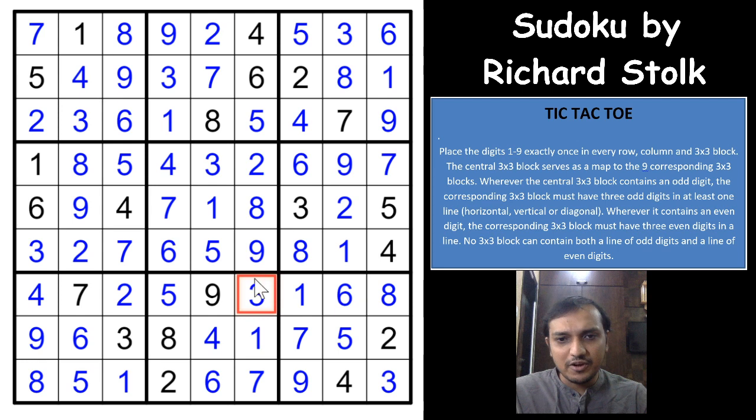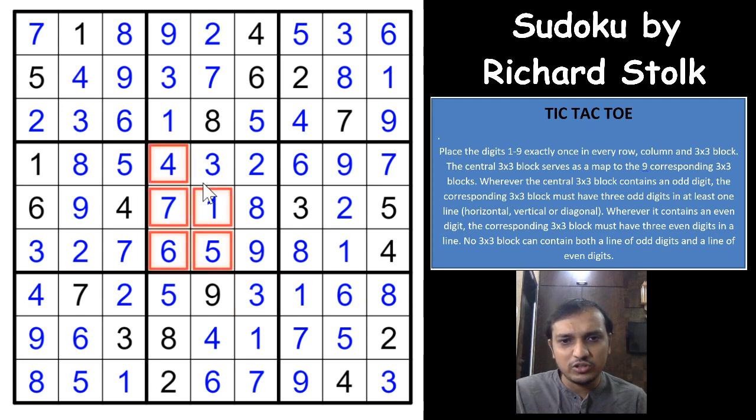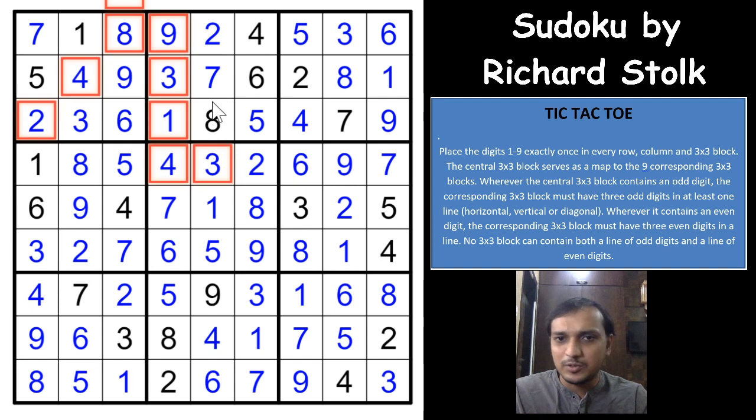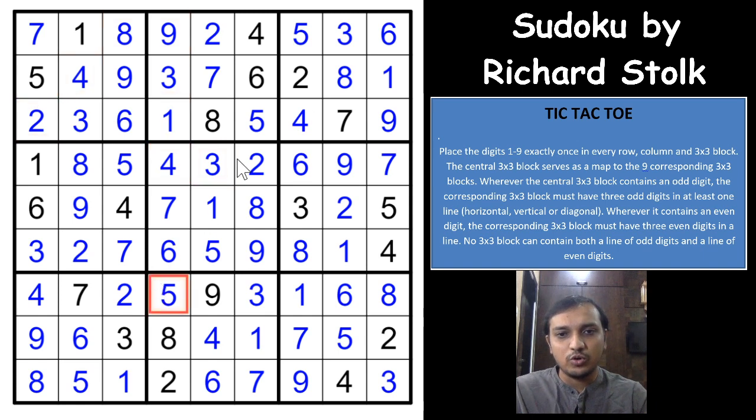Okay, yeah, we have completed this Sudoku, and if you see here, the center box is the map of all the corresponding boxes. So if you have an even digit here, you will have even lines here. If you have an odd digit here, you will have odd digit lines here, but not even digit lines. Excellent, right? What a variant this was, and what a name it is. Tic-tac-toe Sudoku. What an excellent variant this was. I hope you enjoyed this Sudoku, I really enjoyed it, and there are a few logics that you'll have to keep in mind while solving this Sudoku.